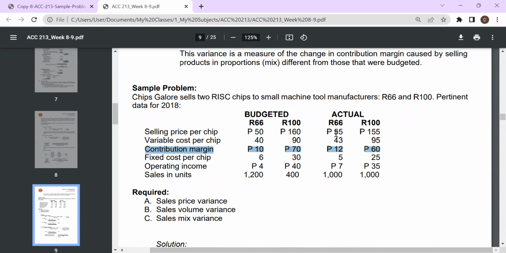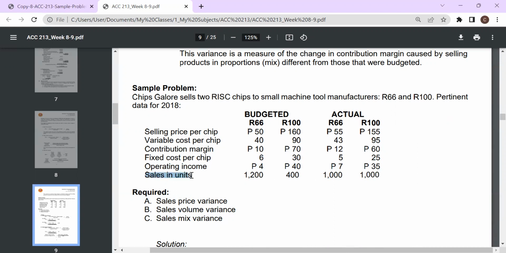The same also with the actual data. So this is just 55 minus 43, so you'll have 12. 155 minus 95, so you'll have 60. So for fixed cost per chip, you have 6 budgeted for R66, and then 30 budgeted for R100. So this is the actual fixed cost. Then we have the operating income, so that's 10 minus 6. Take note, this is in terms of unit. This operating income is per one unit.